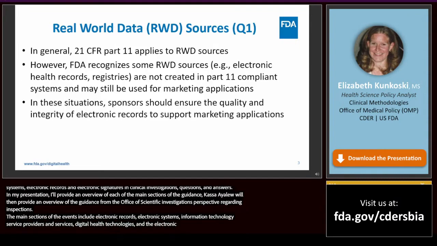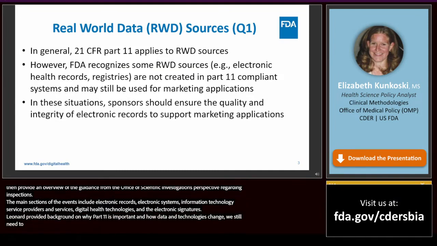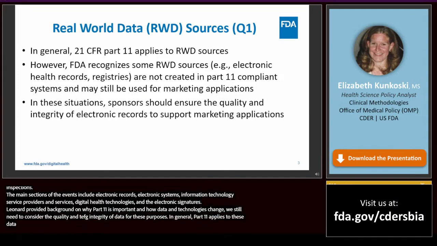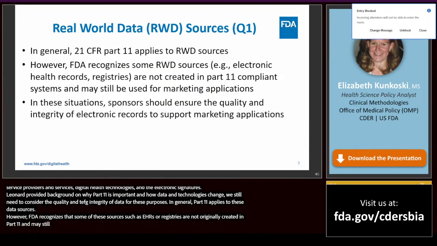Leonard provided background on why Part 11 is important and how, even as technology and methods for data collection change, we still need to consider the quality and integrity of data used for regulatory purposes. Now, sponsors have the opportunity to use real-world data sources in marketing applications. In general, Part 11 applies to these data sources. However, FDA recognizes that some of these sources, such as EHRs or registries, are not originally created in Part 11 compliance systems and may still be used for marketing applications. In these situations, sponsors should still ensure the quality and integrity of electronic records to support marketing applications.